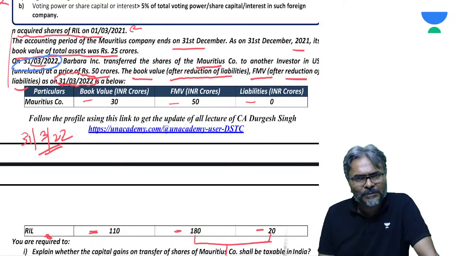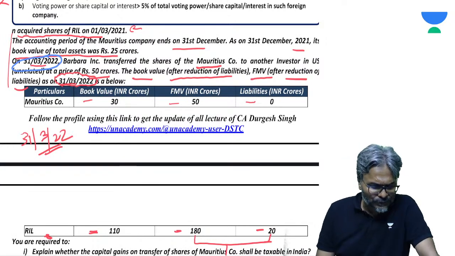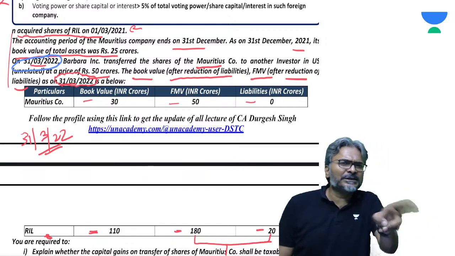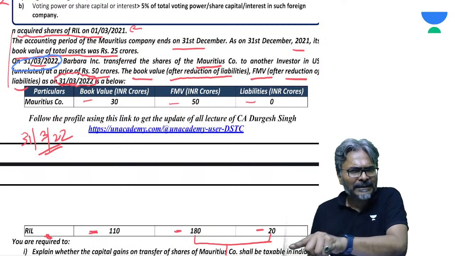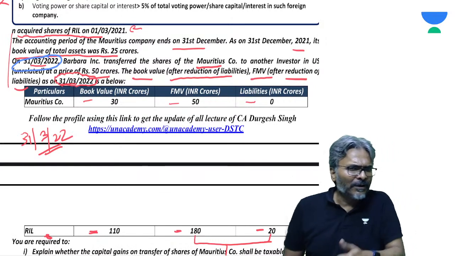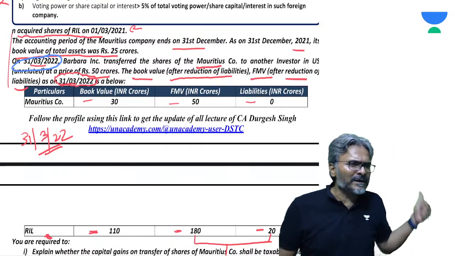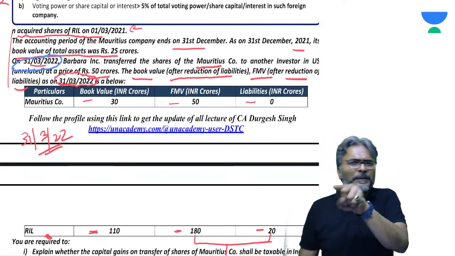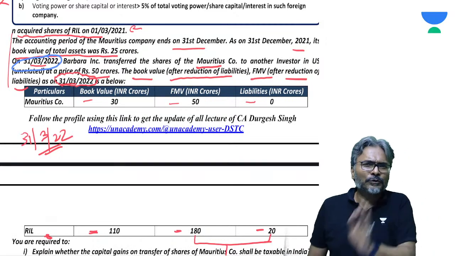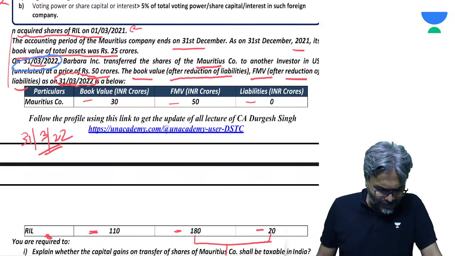Do you all agree to this one? 31st of March in our question, students, is the date of transfer. I told you first to decide which date has to be selected. Is it the date of transfer to be considered for the purpose of calculation, or is it the last date of the accounting period preceding the date of transfer that has to be considered?